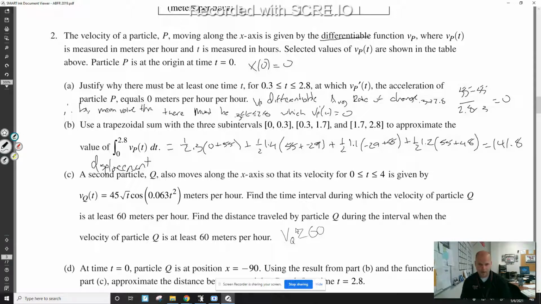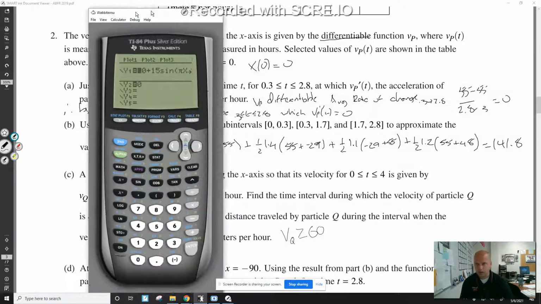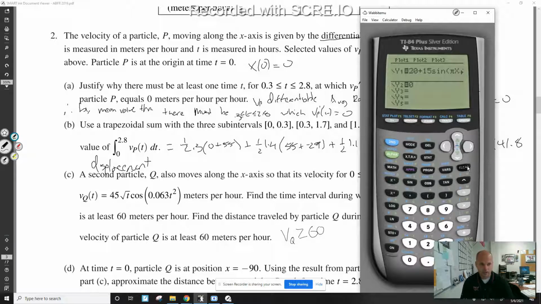So I'm going to graph the velocity of Q and 60, and I'm going to look at it, and I'm going to find the intersections. 45 root t cosine 0.063 t squared, and 60. You could also graph this as v of q minus 60 equals 0. That's fine. I'm going to adjust my window so that I can see 60.